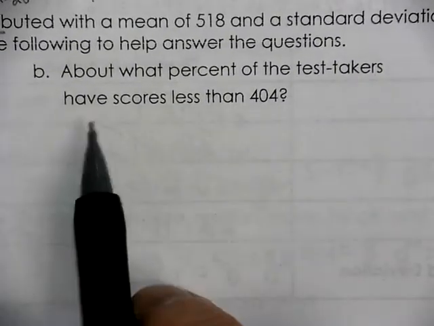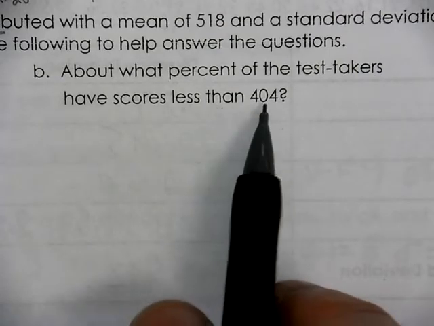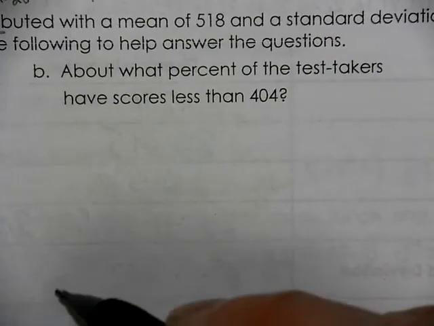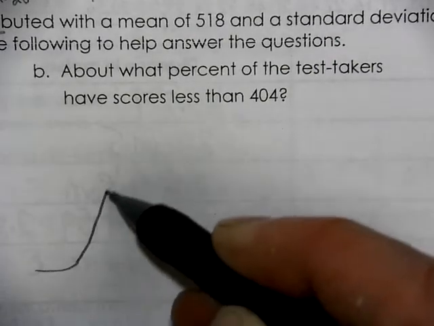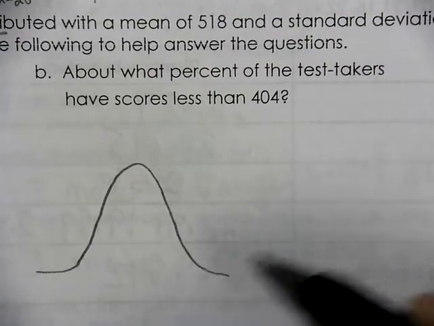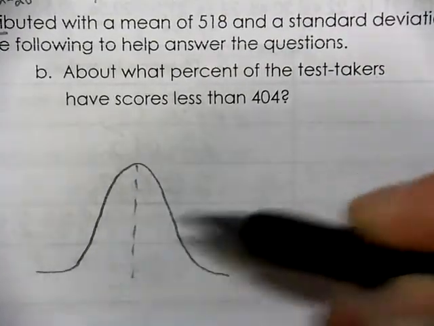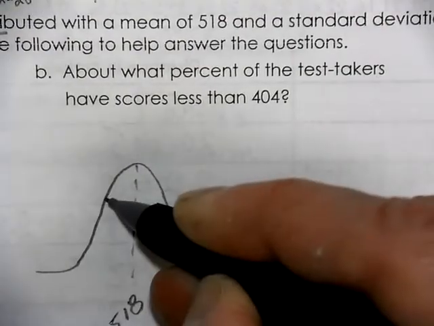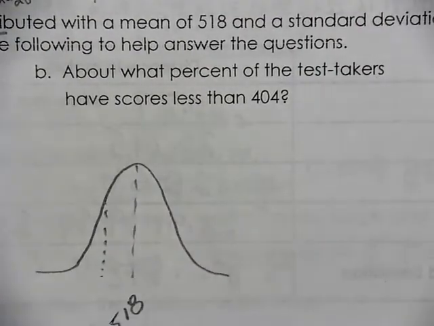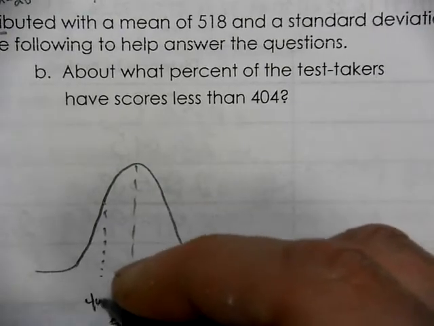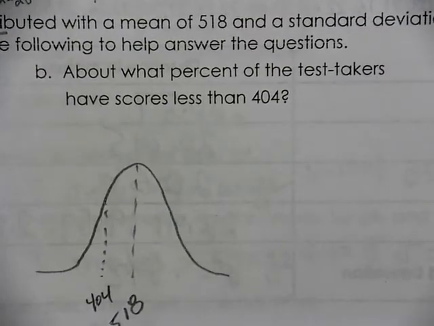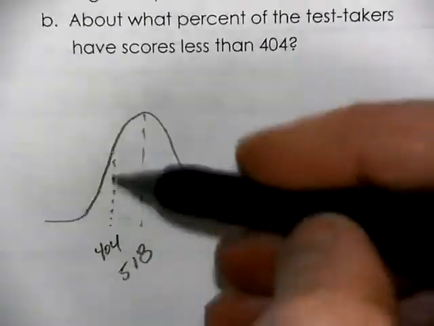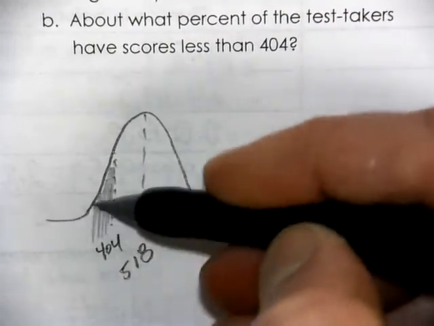About what percent of the test takers have scores less than 404? So we'll make our bell-shaped curve. Put the average in the middle, which is your 518. We're going to go 114 less, which is 404. We want to know what percent is less than that. So we're looking for the values down here.